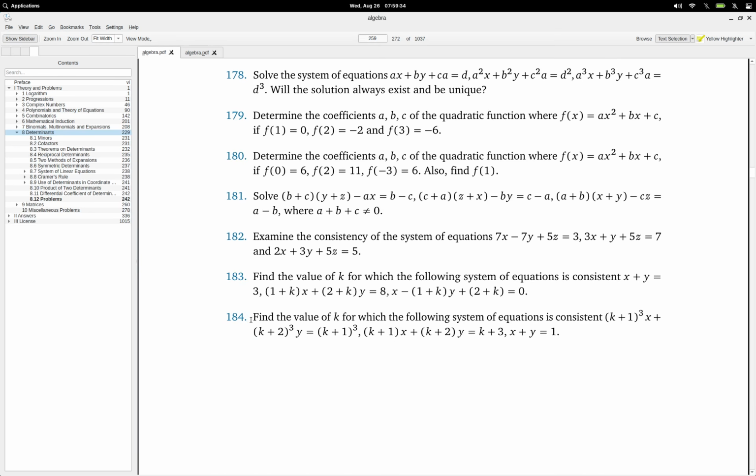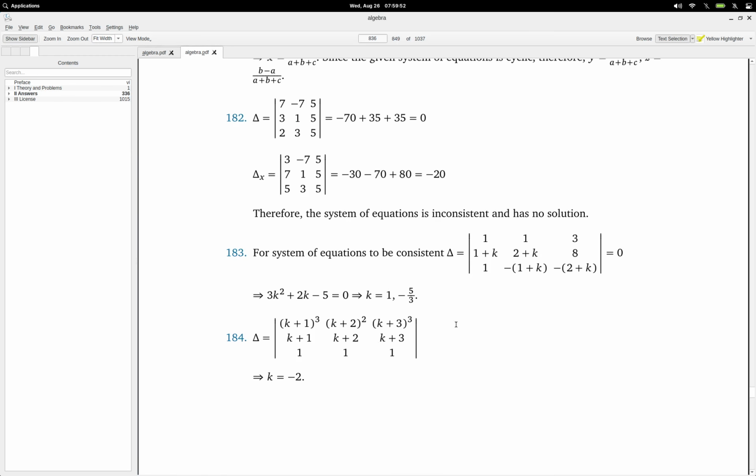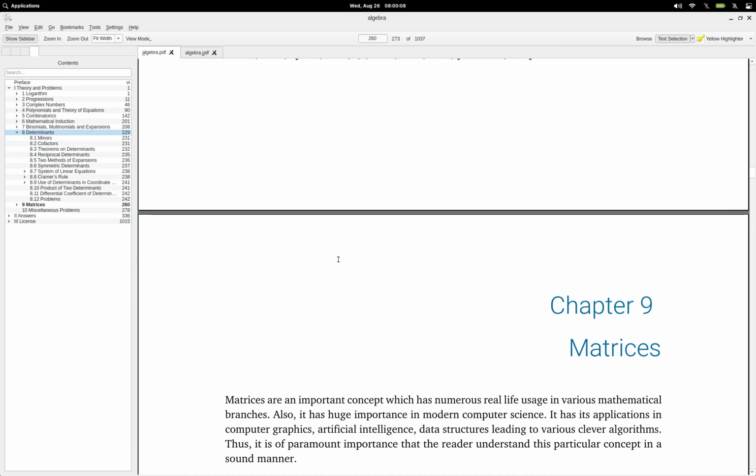Last question of determinants says find the value of k for which the following system of equations is consistent. K plus 1 whole cube times x plus k plus 2 whole cube y is equal to k plus 1 whole cube, k plus 1 x plus k plus 2 y is equal to k plus 3, and x plus y is equal to 1. So we write this in the determinant form and we solve, we get k is equal to minus 2. With this, we come to the end of 184 questions, or rather all questions in determinants. And then the next chapter is matrices.